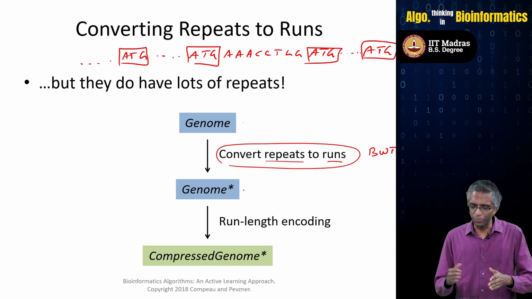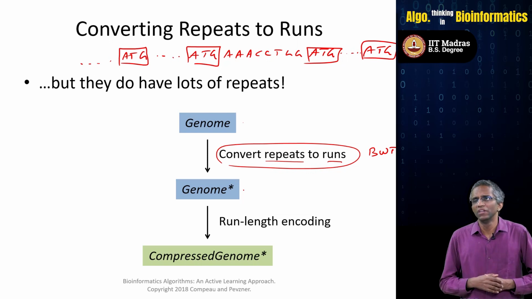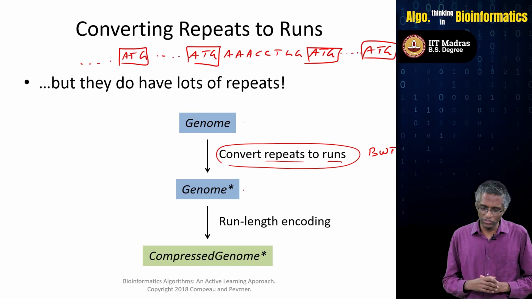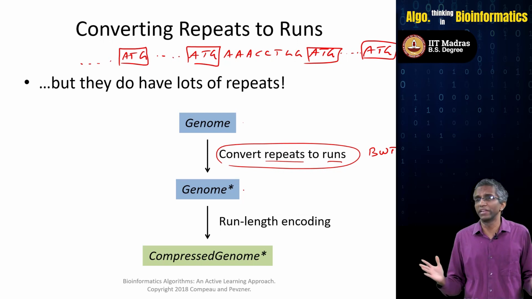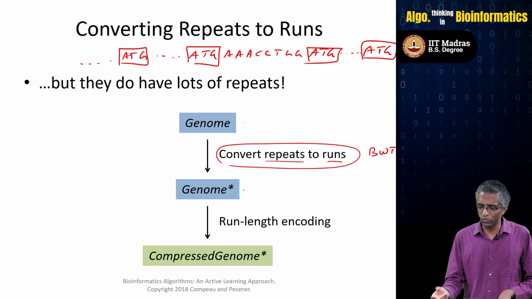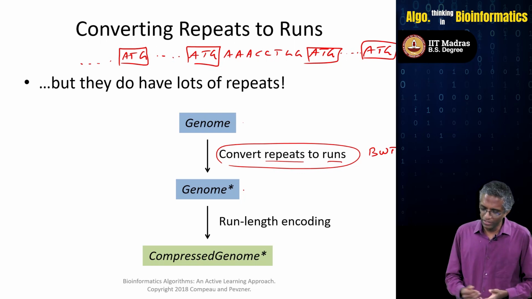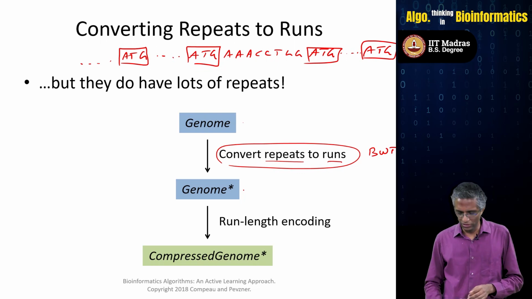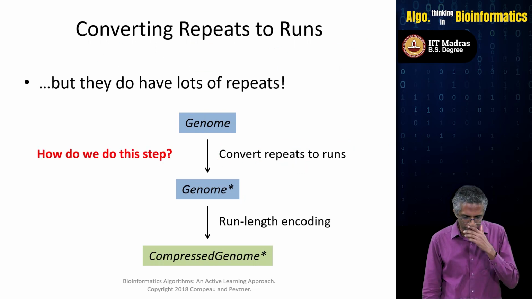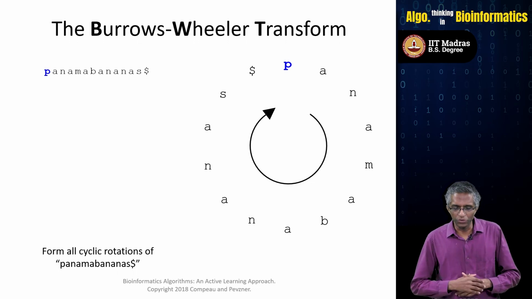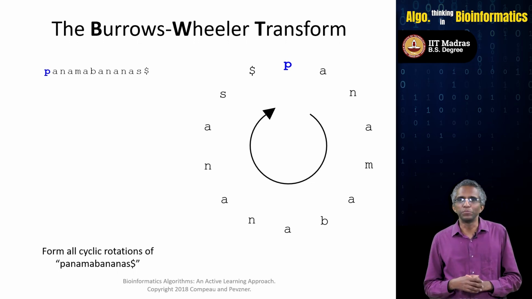So we have lots of repeats, which we do have in many genomes, because biologically we have just observed those repeats. Without getting into why, there are a lot of repeats, and we come up with a Burrows-Wheeler transformation that will convert the repeats to runs in this transformed genome. And then we do a run length encoding so that we have a compressed genome. And how do we do this step? Like I said, we are going to do the Burrows-Wheeler transformation, or BWT.